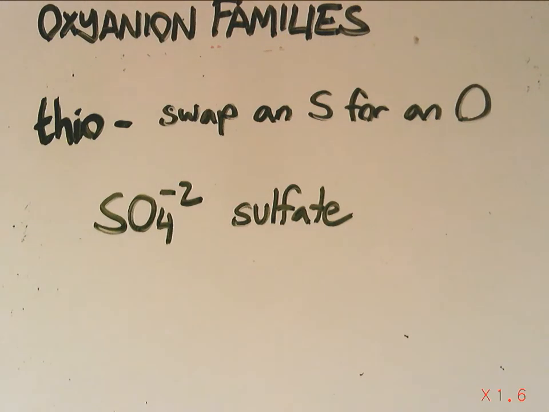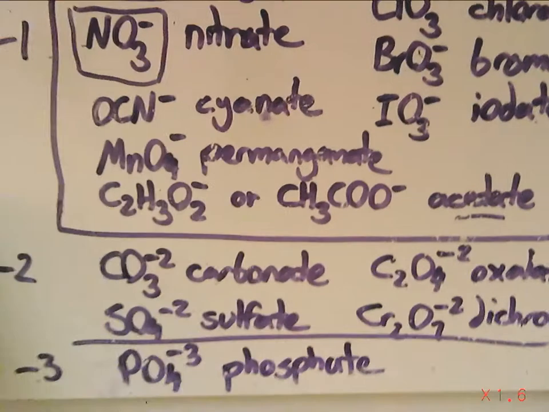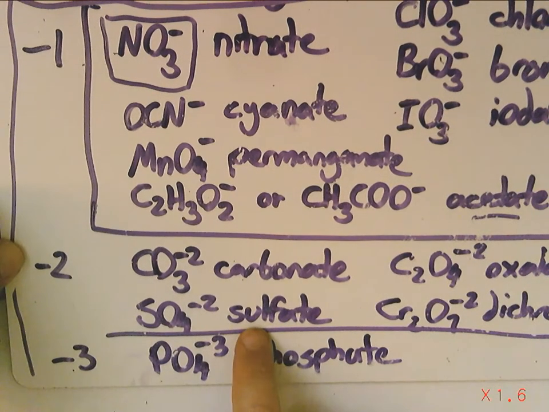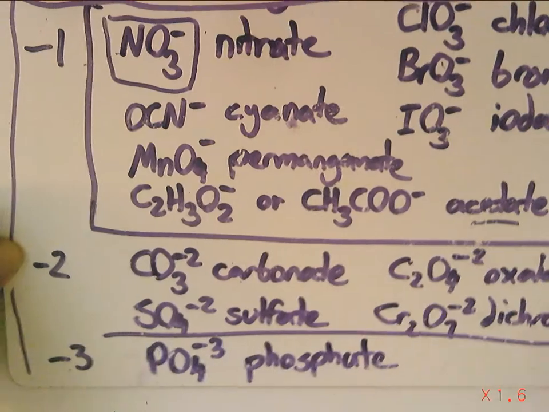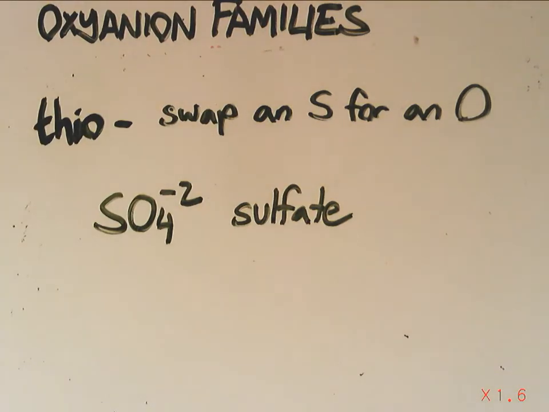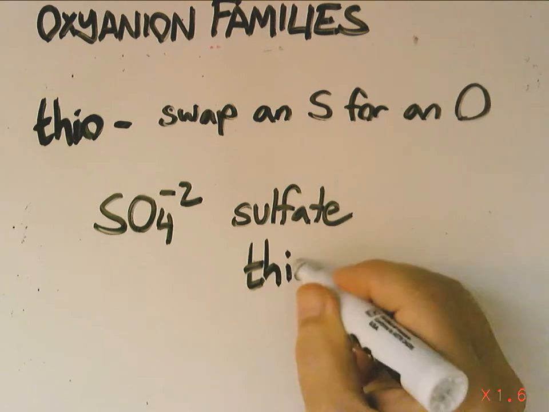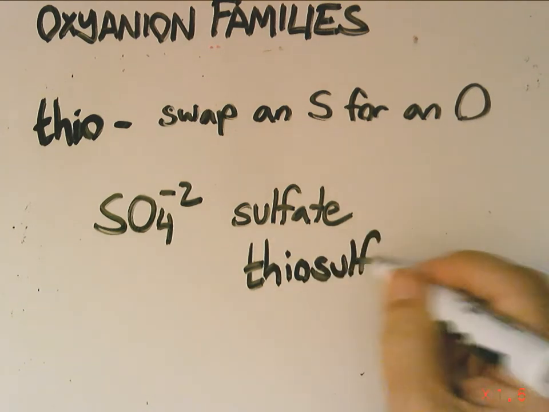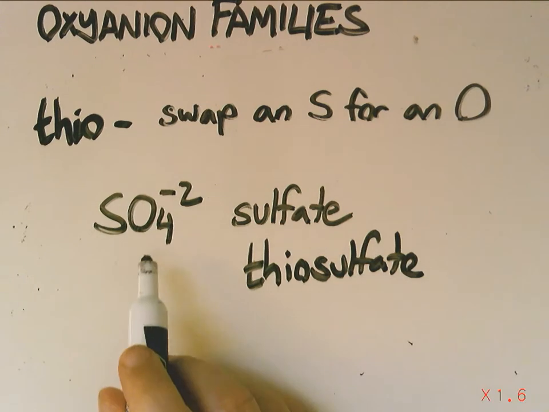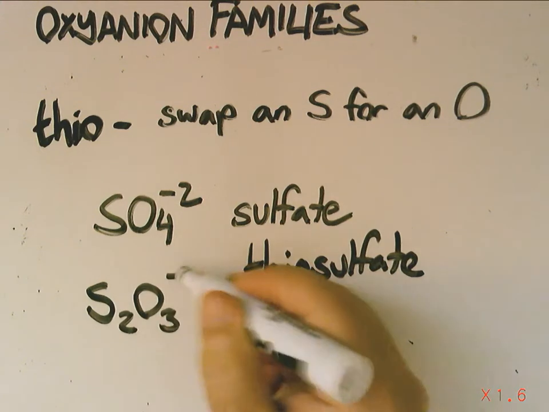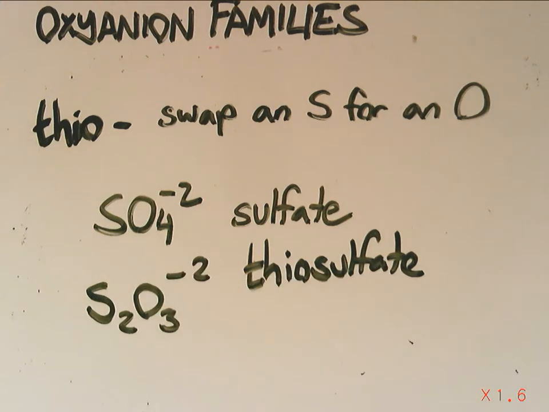Here's the polyatomic ion list that I keep referring to. You saw it in the last video. There's sulfate. There's cyanate that we were just talking about. Okay, what if I want to write down the formula for thiosulfate? Well, I'm going to pull one of the oxygens off and put an S there instead. That would be thiosulfate. See?